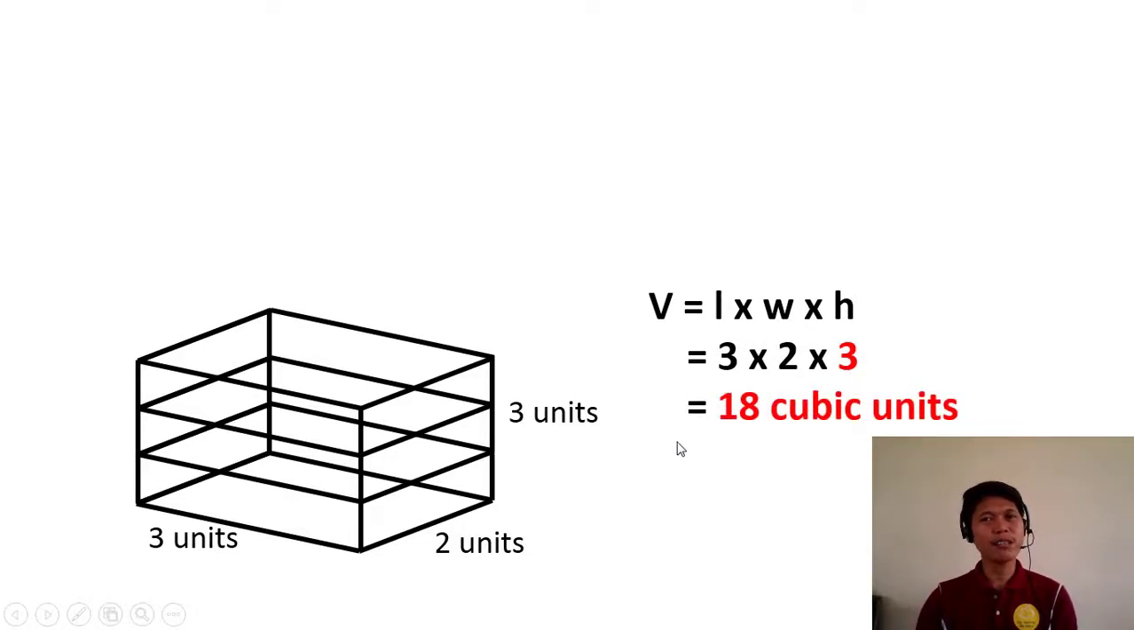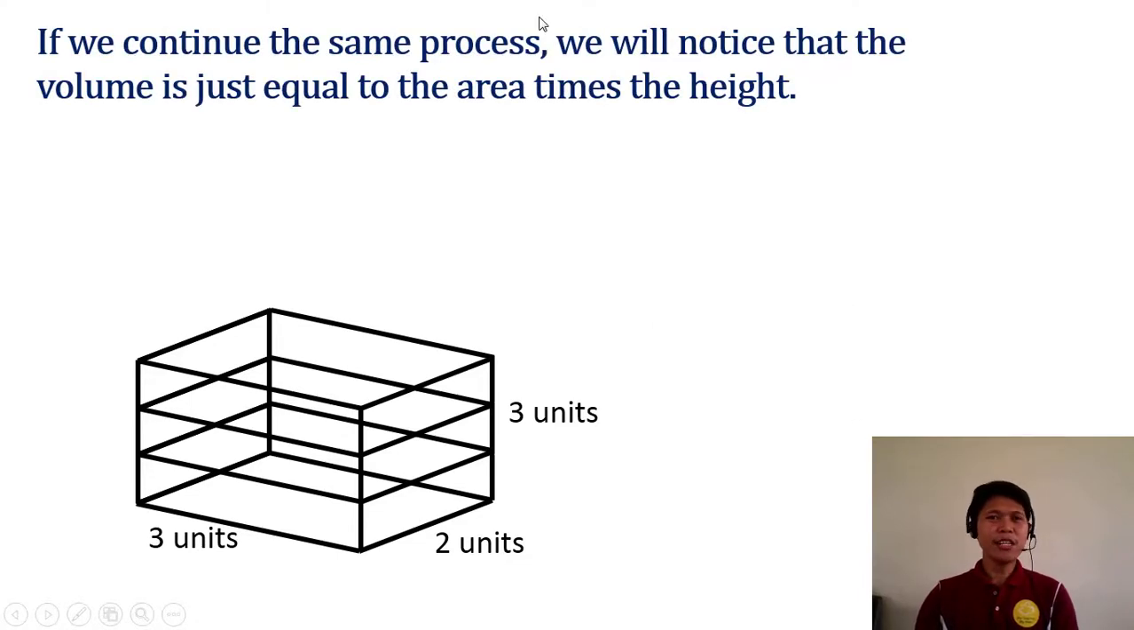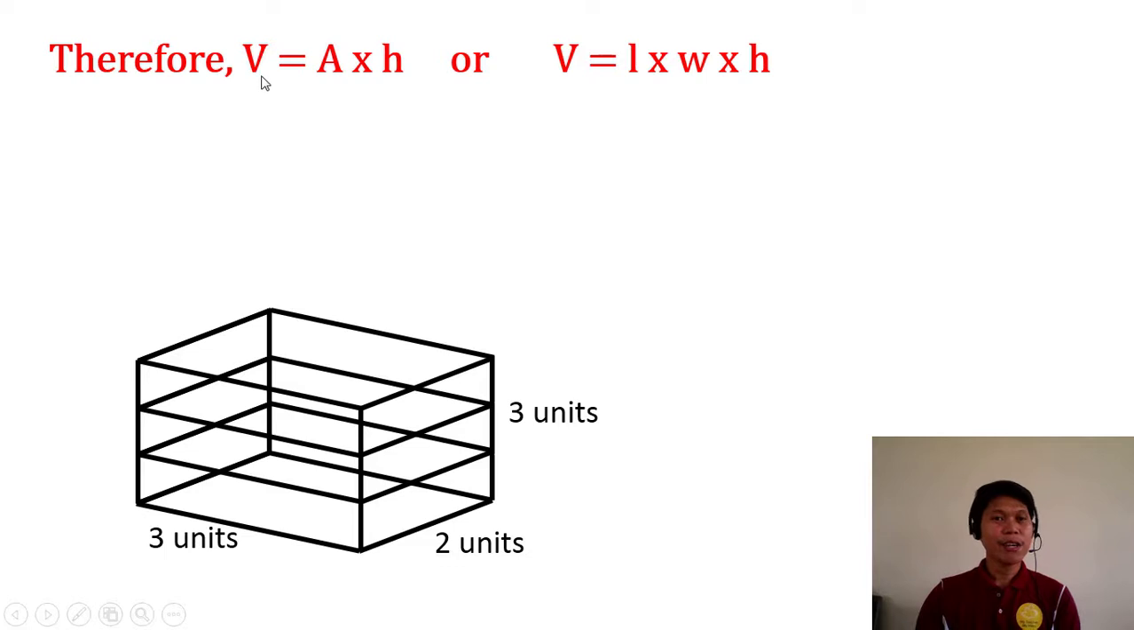Did you observe something? If we continue the same process, we will notice that the volume is just equal to the area of this plane figure below times the height. So 3 times 2 times the height. In other words, volume is equal to the area of the base times the height. Or since the area of the base can be solved by length times width, it is length times width times the height. So this is the derivation of the formula in finding the volume of a rectangular prism or a cube.